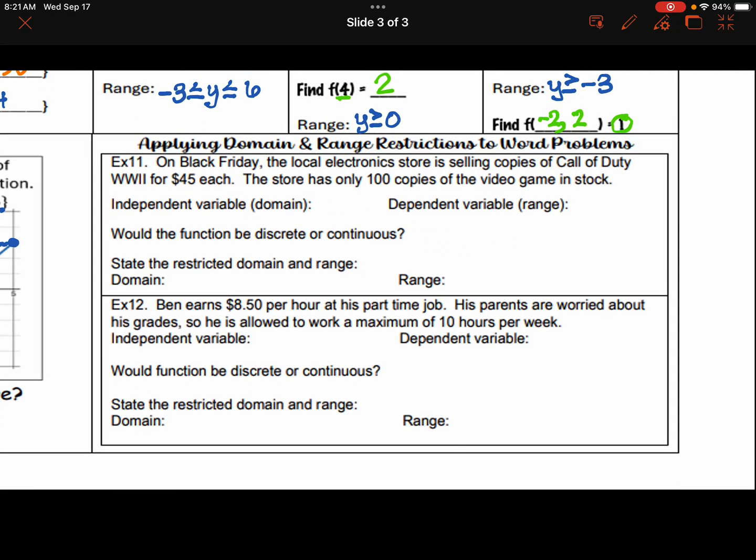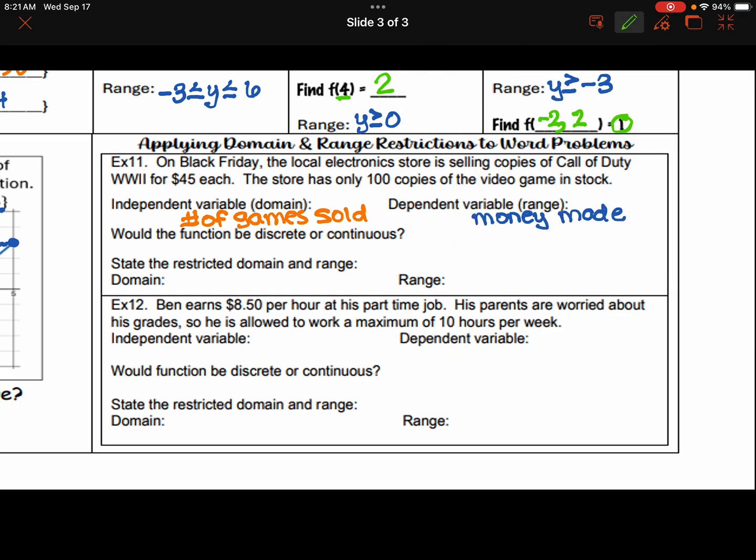Okay, so now what does this look like in a word problem? Let's jump in. On Black Friday, the local electronics store is selling copies of Call of Duty World War II for $45 each. But the store only has 100 copies of the video game in stock. Okay, so thinking about this, the independent variable here would be the number of games sold. And the dependent variable here would be the money made.